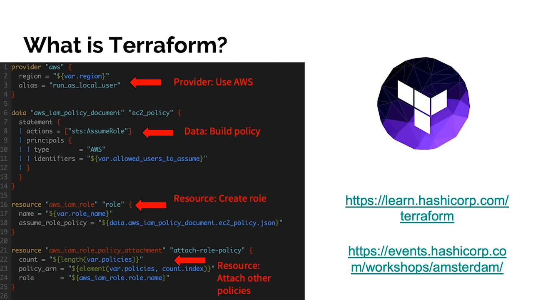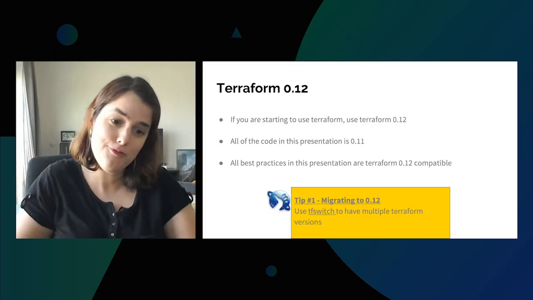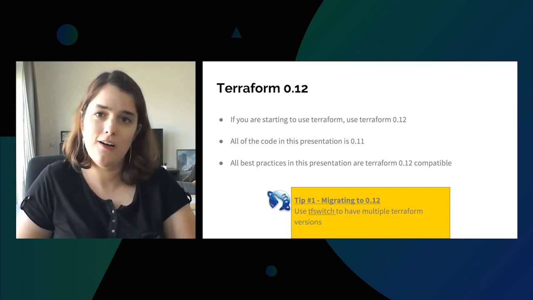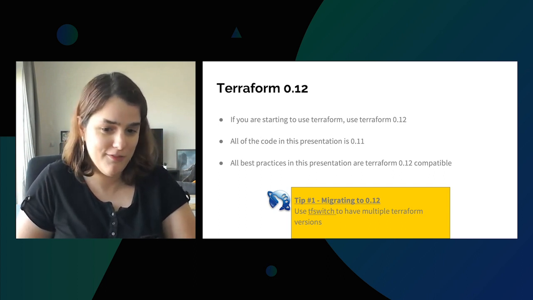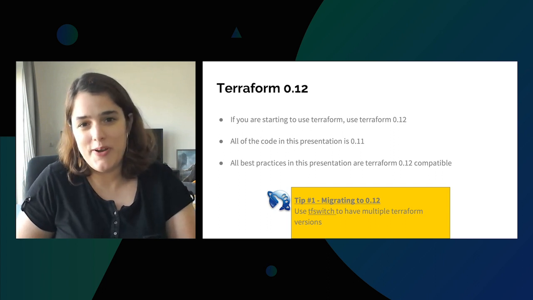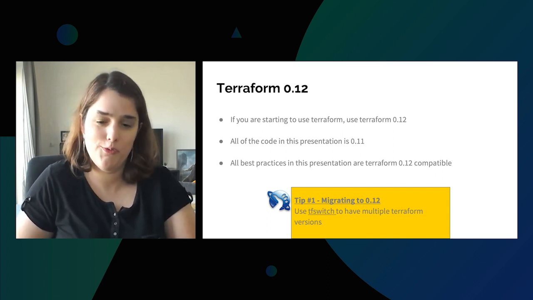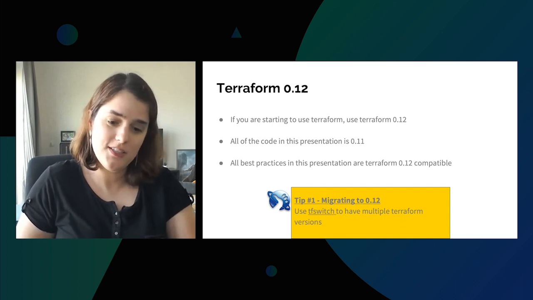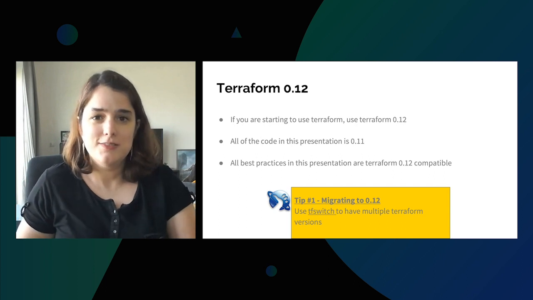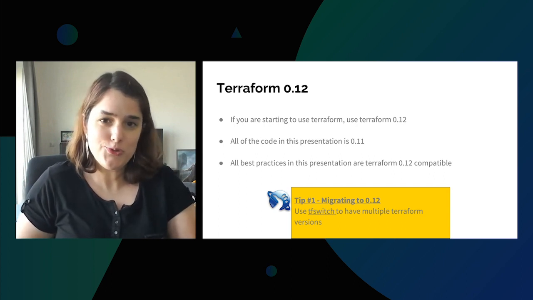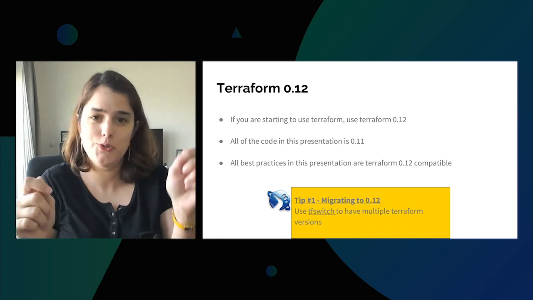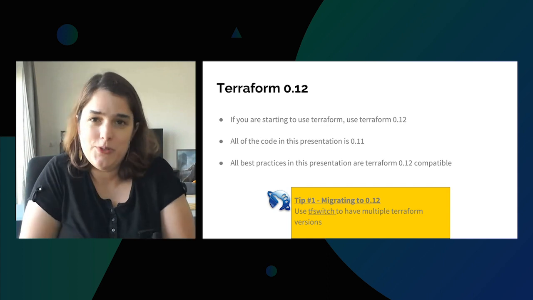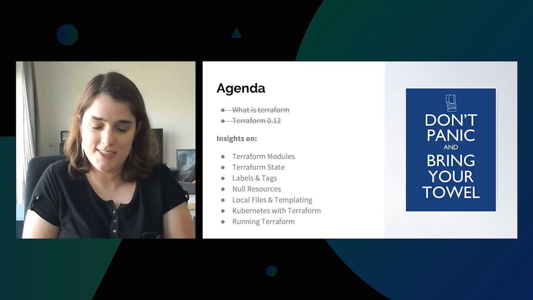So, one disclaimer: if you are using Terraform, use the new version, which is 0.12. All the code in this presentation is 0.11, but the tricks and the best practices I've learned are all 0.12 compatible. Starting with the first tip, to migrate to 0.12, you use TF switch. It's a very nice tool. You can have multiple versions of Terraform, and it helps you to migrate and to test. So that's the first one.